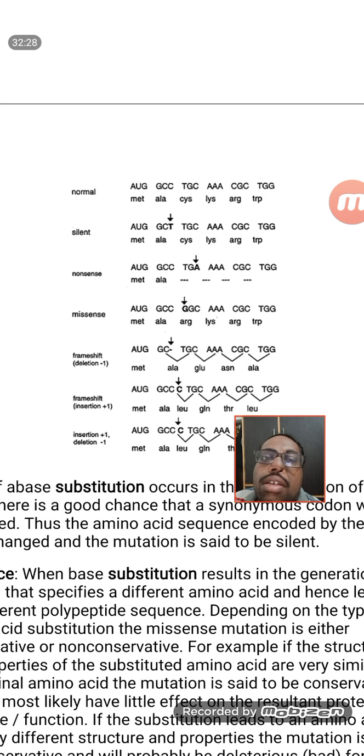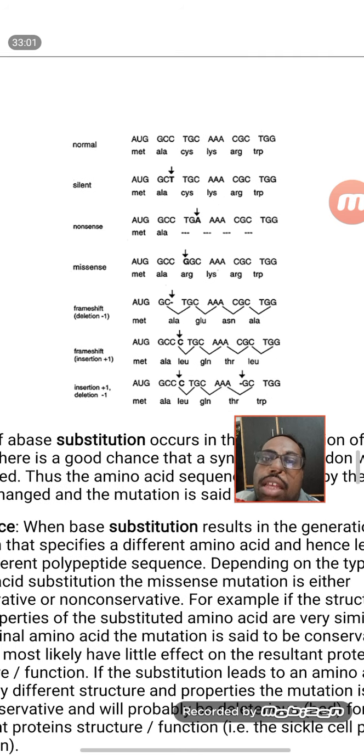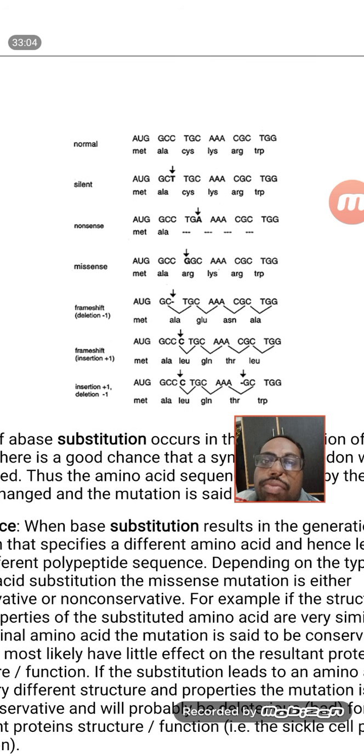And next comes missense, that is AUG, GCC, then instead of TGC it is GCC. But what is happening? The amino acid that is formed here, instead of cysteine, becomes arginine, which is called missense. It missed the sense. That means what has to be produced, it is producing something else. And next one is the frame shift.